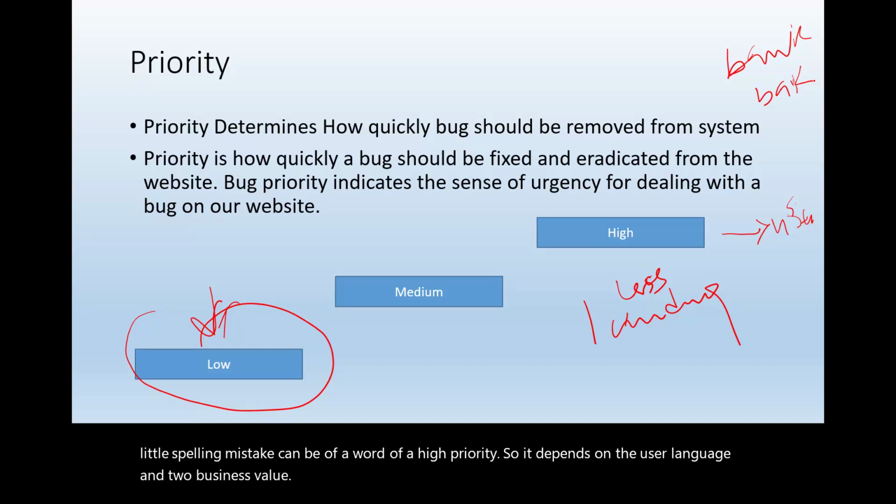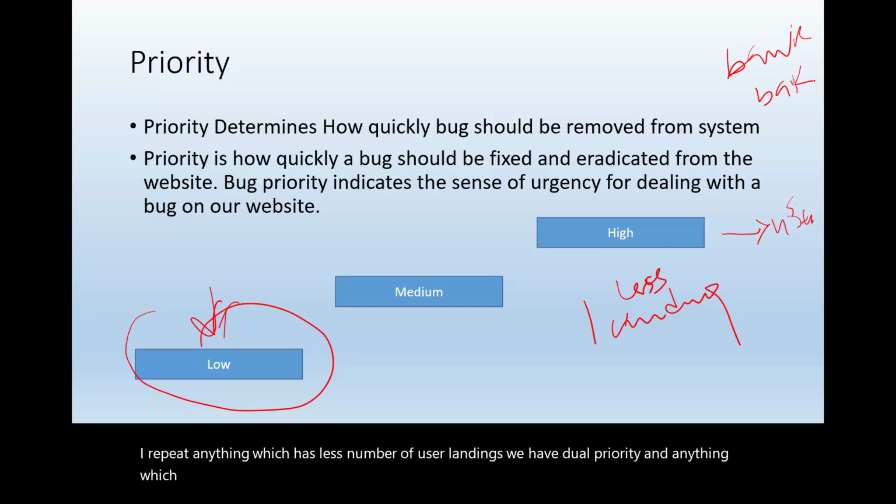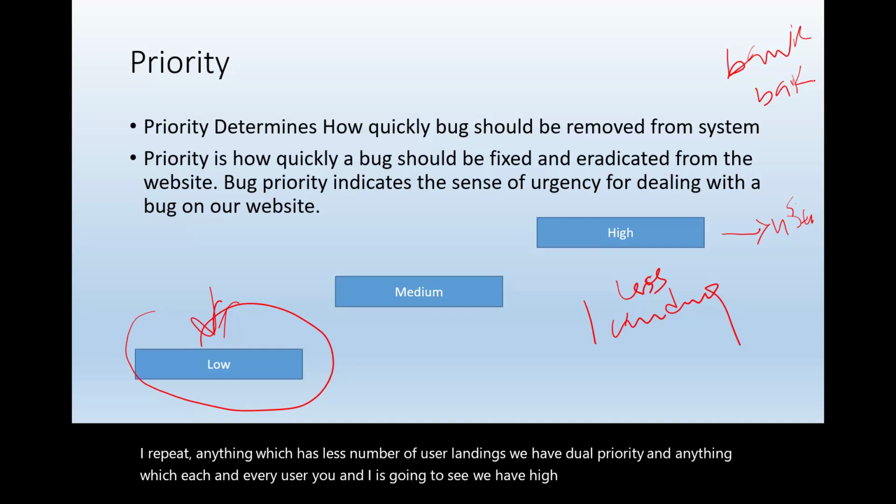I repeat, anything which has less number of user landings, we have low priority. And anything which each and every user, you and I, is going to see, we have high priority for the business.